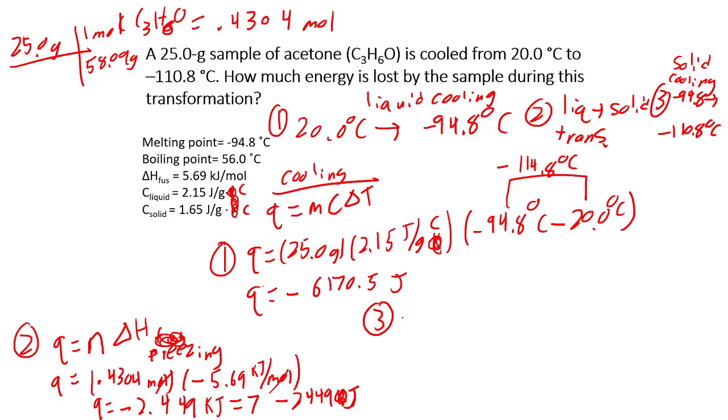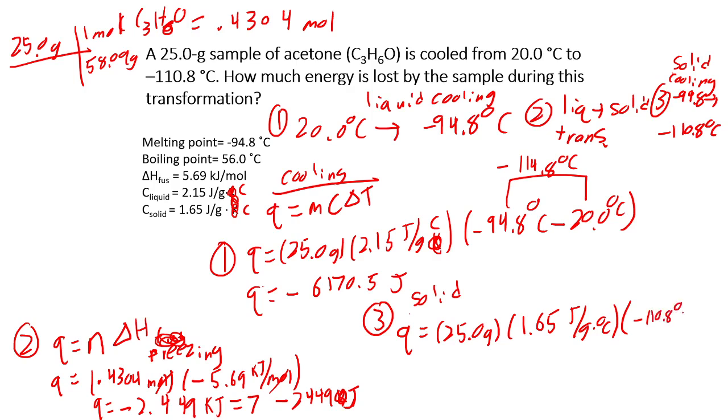So for 3, we again have Q equals MC delta T. But now we're doing solid cooling. So Q is still going to equal 25 grams. We haven't changed anything about the mass. But our specific heat is now 1.65 joules per gram degrees Celsius. And then our temperature difference, well, our final temperature is negative 110.8 degrees Celsius. And then we're going to subtract a negative, which means we're going to add our 94.8 degrees, which is where we were at our melting point. So yes, it's minus a negative. That's why I put a plus there.